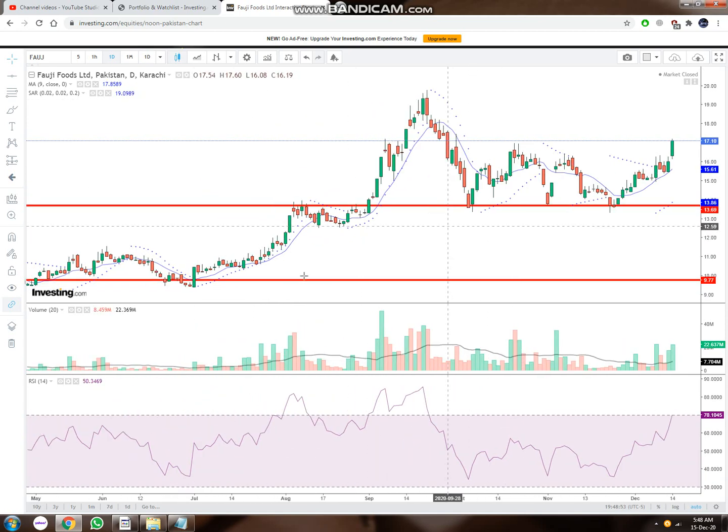Now let me show you over here. This, you can see, is a false breakout. It moved out of the trend. As you can see here, it broke the resistance level and came back up again to it. So this is called a false breakout.